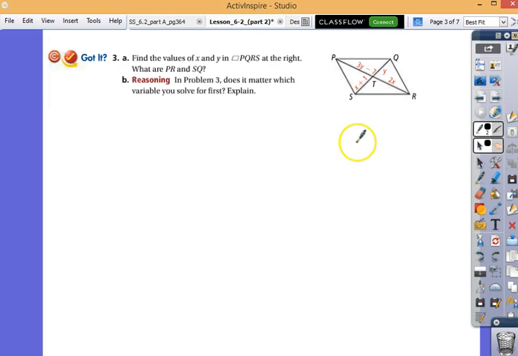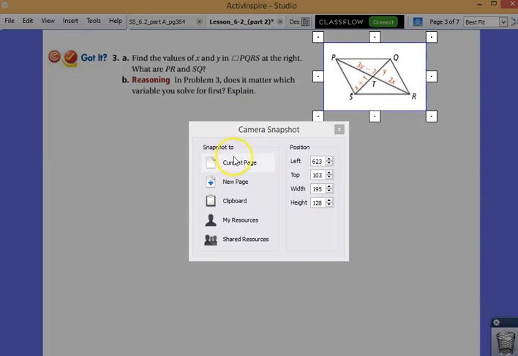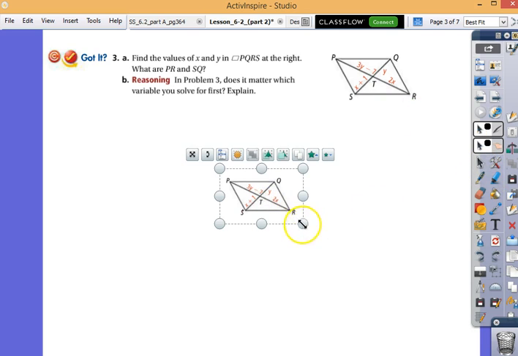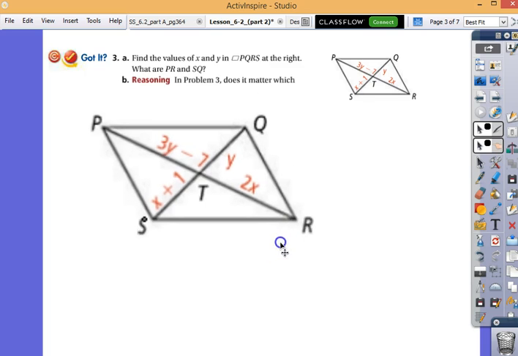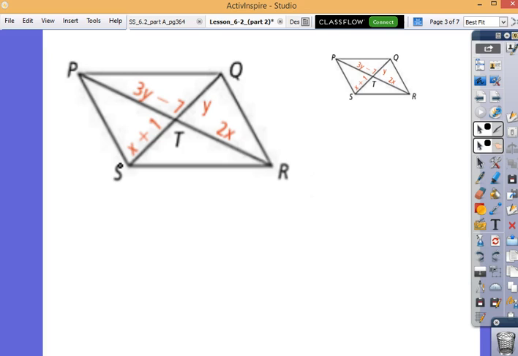So let's practice. What I want you to do is find the value in parallelogram PQRS. And then I want you to find the values of x and y. And then after you find x and y, I want you to find PR and SQ. And I'll go ahead and make this picture a little bit bigger so it's easier to see. And then I'll let you go ahead and work with your partner on it. So this will be a collaborative task. And you can go ahead and begin.